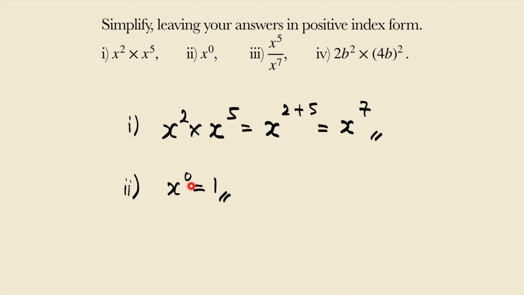x to the power 0, or rather anything to the power 0, is equal to 1. Not x to the power 1, mind you, right? It is 1, the real number 1.